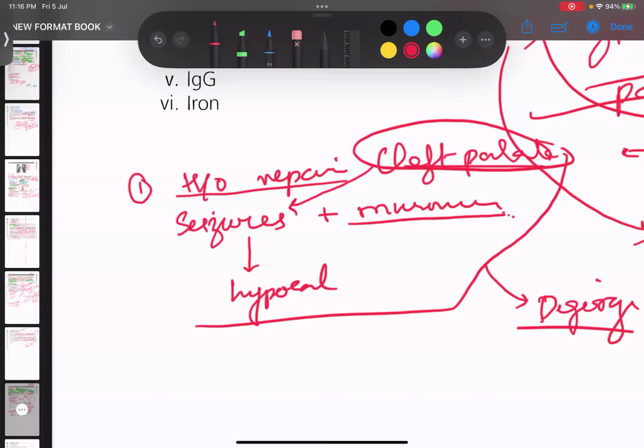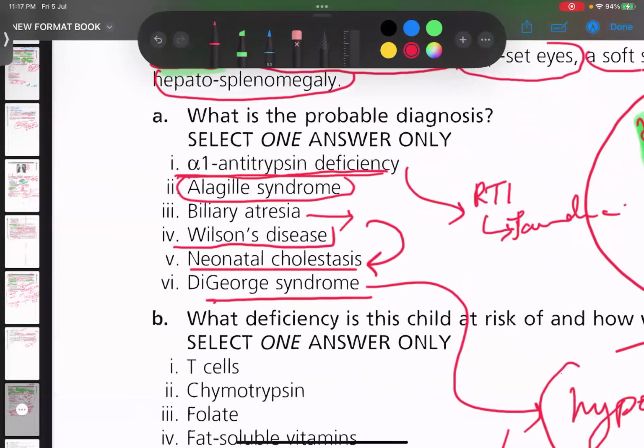They give quite a big scenario with a lot of information, but you need to highlight the most important points. The eyes cannot see what the mind doesn't know. So if you do not know the features of DiGeorge, no matter what scenario, even an easy scenario, you won't be able to identify it. So this is very contradictory to DiGeorge syndrome, so we are not considering DiGeorge.